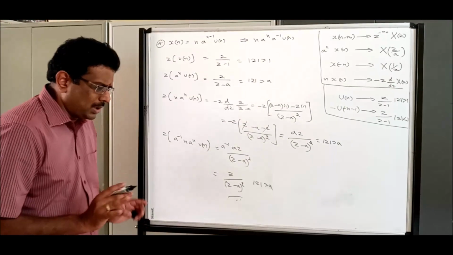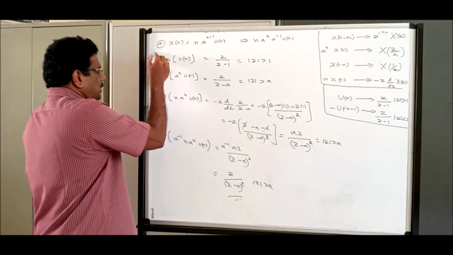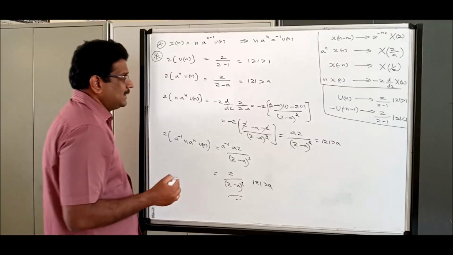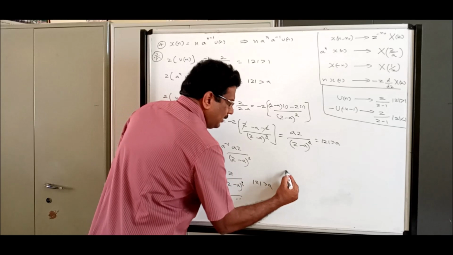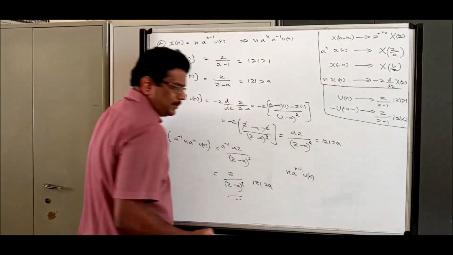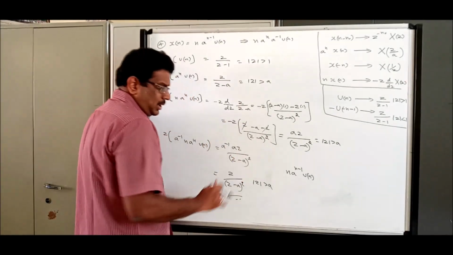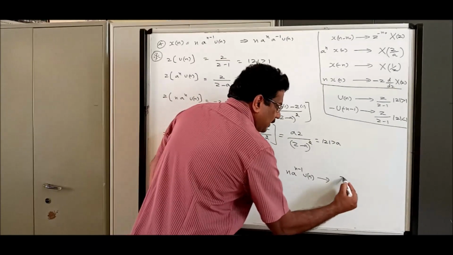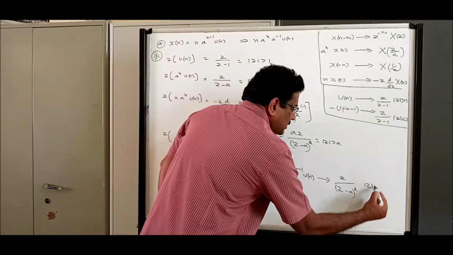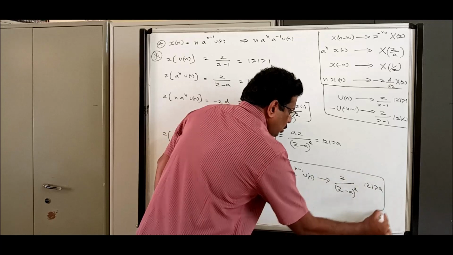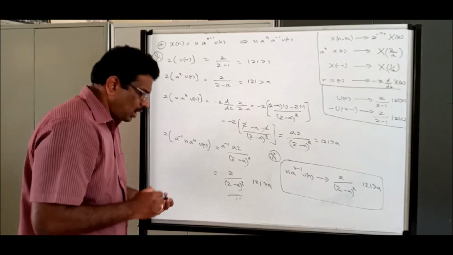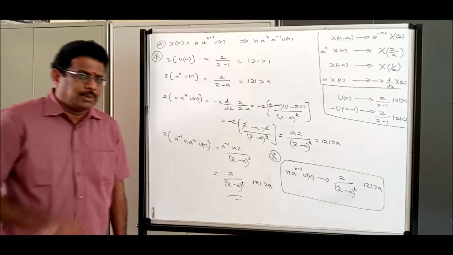ROC, everything you know. But please remember, this is one of the important problems. We need this next when I do inverse Z transform. That is, n a power n minus 1 u of n. Remember this question. Its answer is Z by Z minus A the whole square, mod Z greater than A. Please don't forget this. I need it when I do inverse Z transform. Okay, please do remember this.